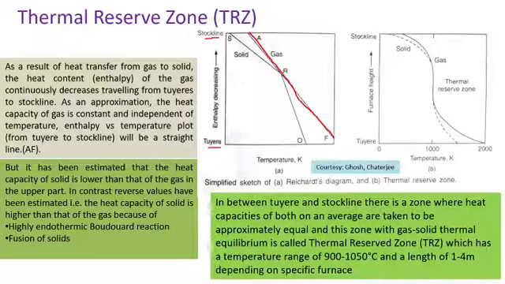solid has hypothetically large heat capacity. Why is it so? At the top it has low heat capacity, at the bottom it has higher heat capacity, because the highly endothermic Boudouard reaction occurs. What is the Boudouard reaction? That is carbon dioxide plus carbon gives rise to two carbon monoxides. That is highly endothermic, and that occurs at the bottom part, the Bosh part of the blast furnace.